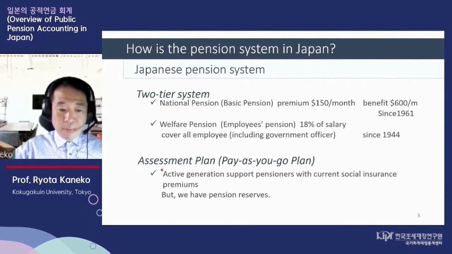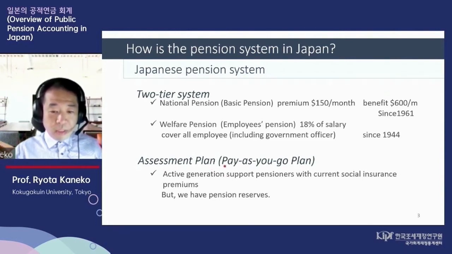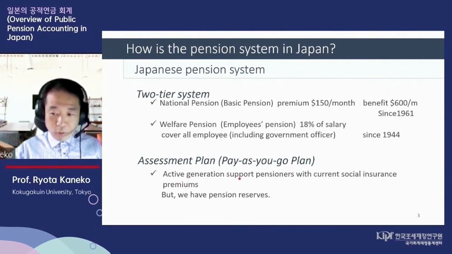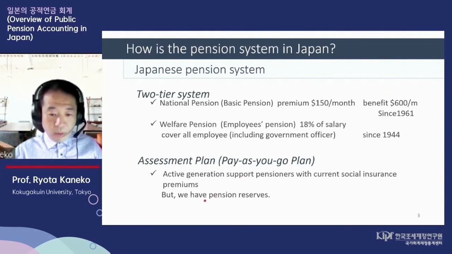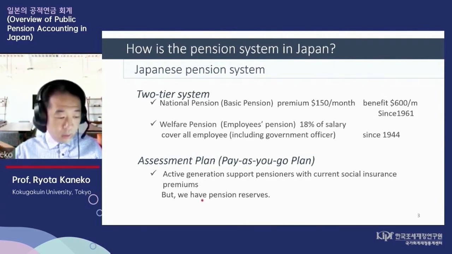And we adopt the assessment plan, which is also called a pay-as-you-go plan, which means the active generation supports pensioners with current social insurance payments. But we have pension reserves. In theory, the level of pension depends on the pension premiums paid. But we intentionally have some pension reserves for the future, for the aging society.